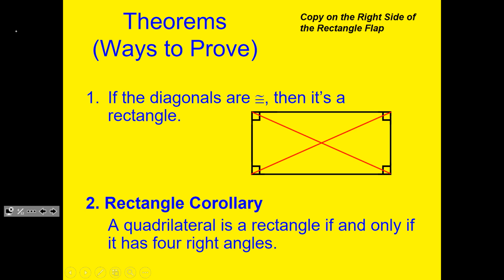I think there's only one more slide that you have to fit on the left side of your page after this one, so you don't have to fit quite as much information on this one. Okay, everybody have that? So again, this corollary just says a quadrilateral is a rectangle if and only if it has those 4 right angles.